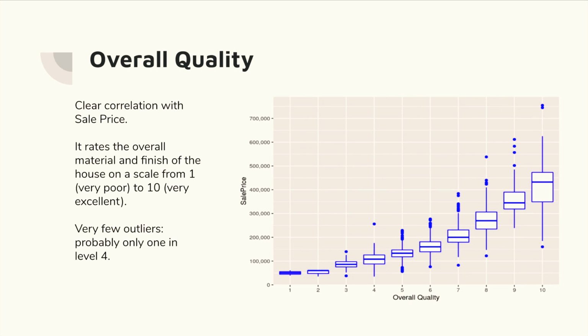So next we did the independent analysis of the two most important variables. For the overall quality, there is a clear correlation with sale price, and the overall quality rates the overall material and finish of the house on a scale of 1, very poor, to 10, very excellent. Also, there are very few outliers, probably only one in level 4.